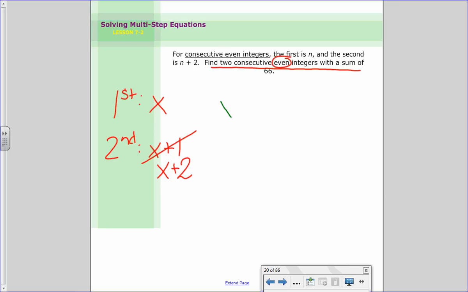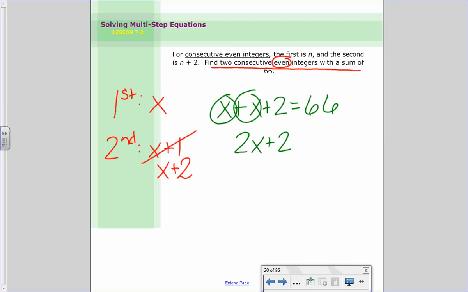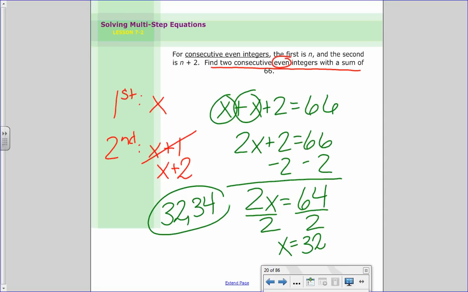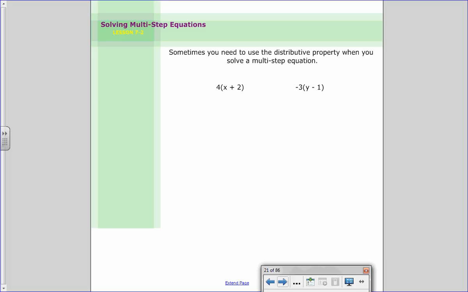So find the two consecutive integers. Well, x plus x plus 2 is 66. Combine like terms, 2x plus 2 is 66. And we just go through those same steps that we did before to solve what our first one is, and x is 32. Well, if x is 32, our second term is 2 more than that, so it's 34. 32 and 34 are our terms. Okay, so that is the second piece of our lesson.